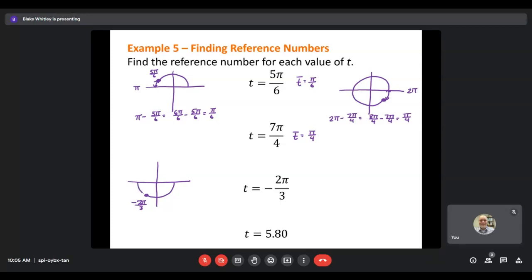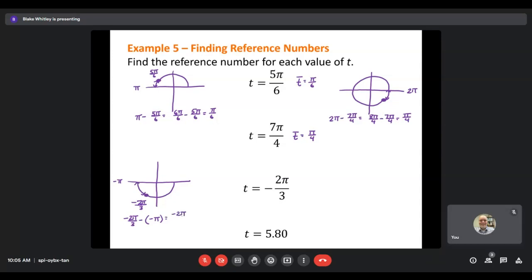Now again, I need to find the distance here to the x-axis, which would be negative pi. And the way we're going to do it this time, because of our negative values, we're going to take negative 2 pi over 3, and we're going to subtract negative pi. And again, the reason for that is negative pi is a smaller value than negative 2 pi over 3. We need to make sure we end up with a positive value overall for our reference number.